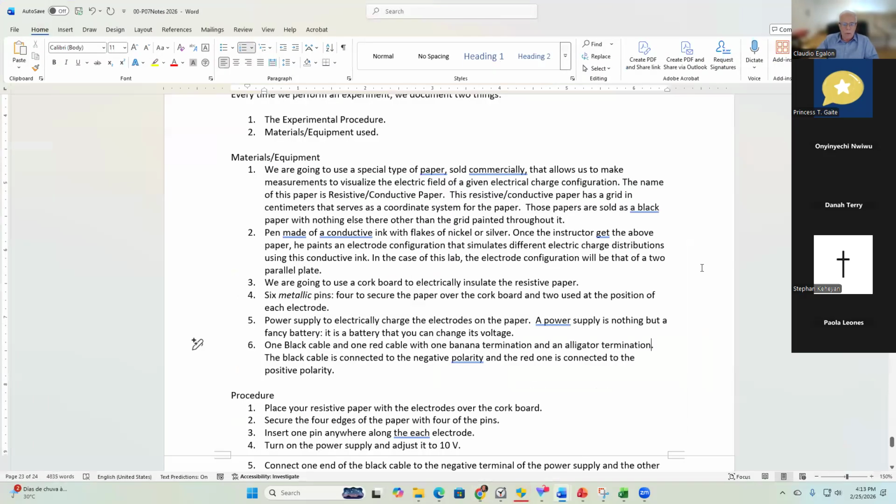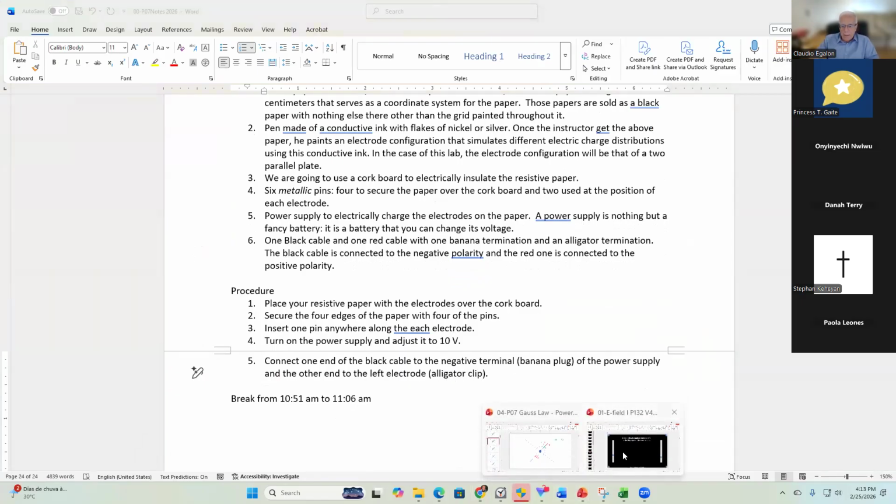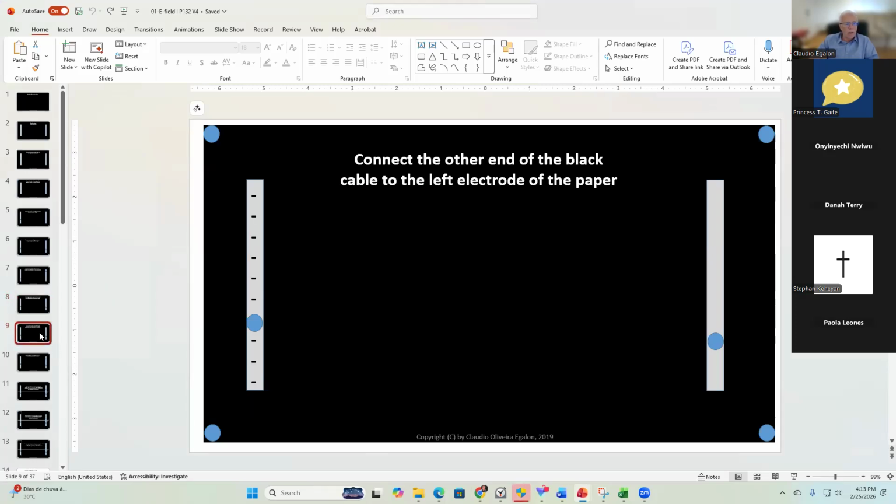Okay, and what do you do? Connect one end of the black cable to the negative terminal of the power supply, and the other, that would be the banana plug. And the other end to the left electrode, alligator clip. Okay. And here you go. That would be the next one. Here you go. I connected. Here you go. The alligator clip is connected right in here at this pin.